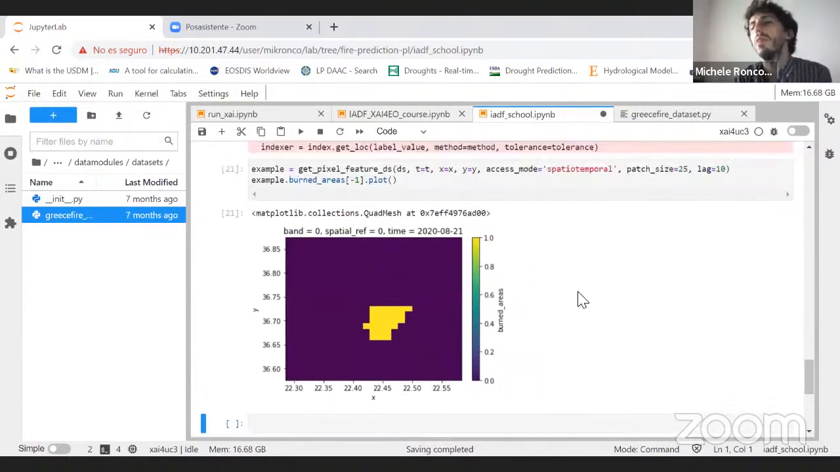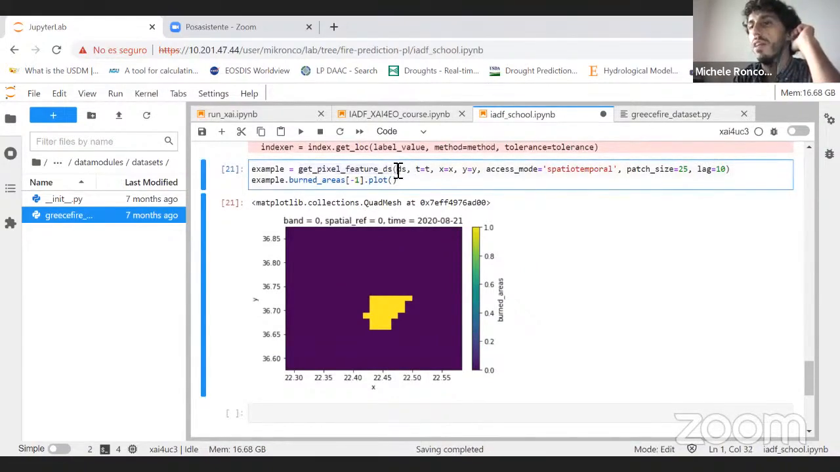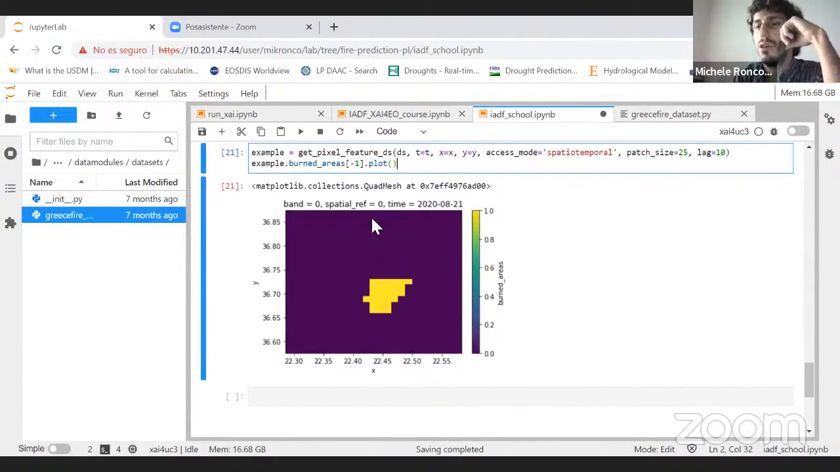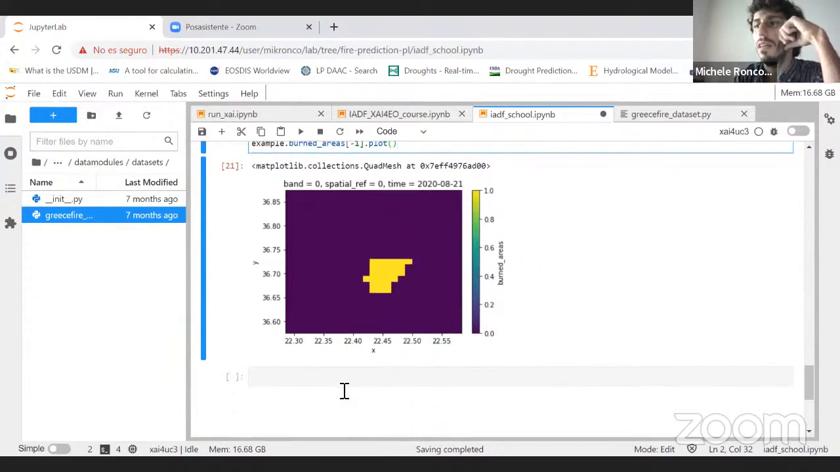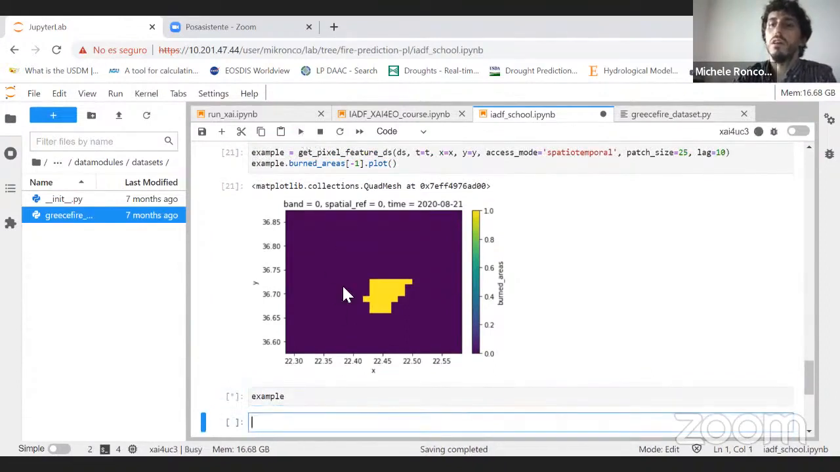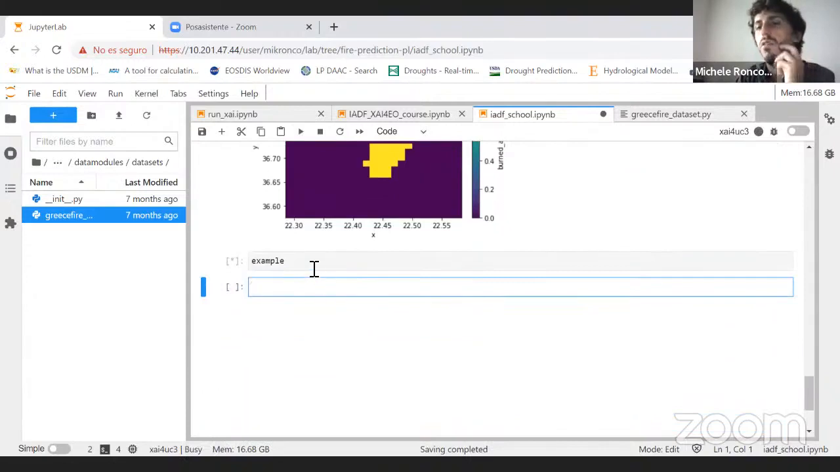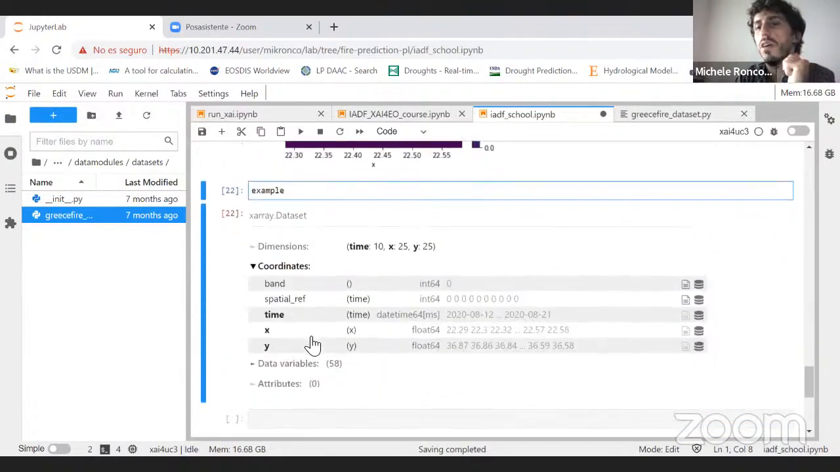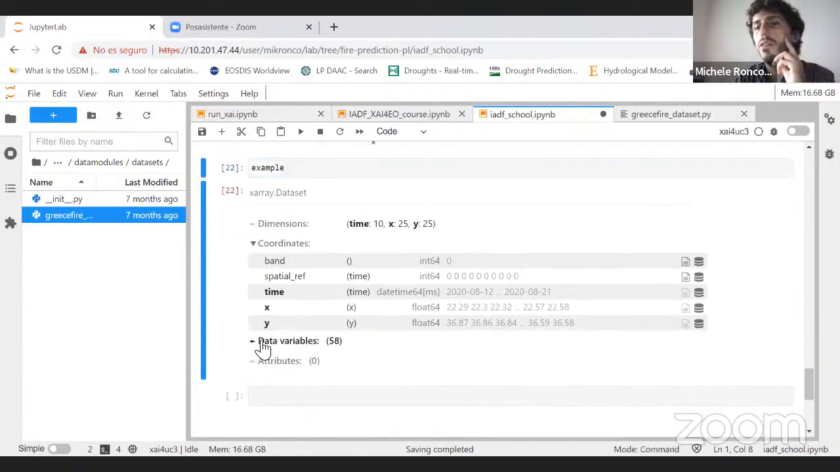And yeah, so what we can do in this way is essentially visualize very easily. This is a function that, given the data cube and given the x, y, and t coordinates, gives us the possibility to access one of the samples, one patch, basically. And what we can visualize for this patch, for instance, is the burn areas. So in this case, we see in yellow, for this spatial patch, what was the area that was burned. Then the example, if we look at it, will contain also the other channels. Okay, so the example again is an xarray dataset and it contains all the variables.